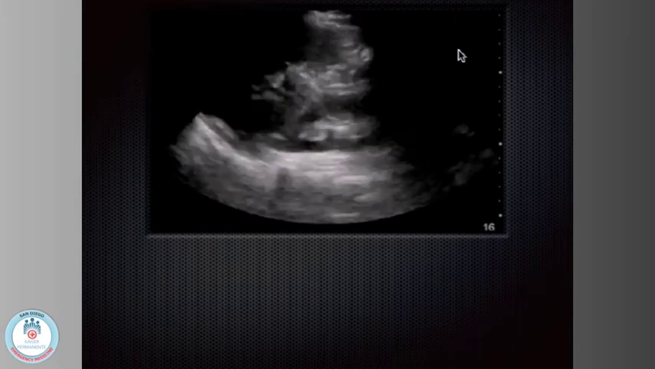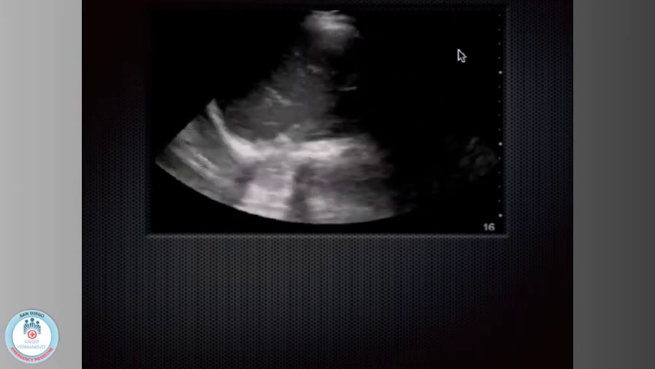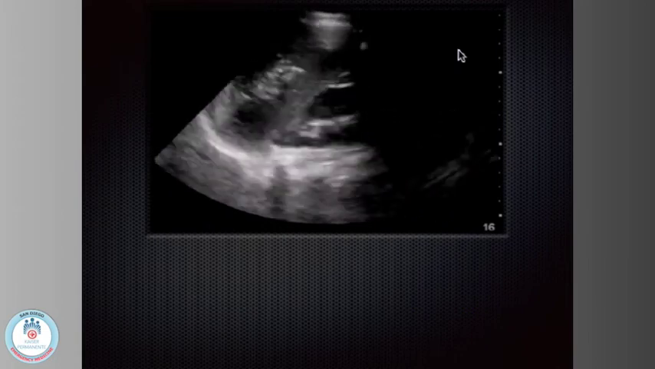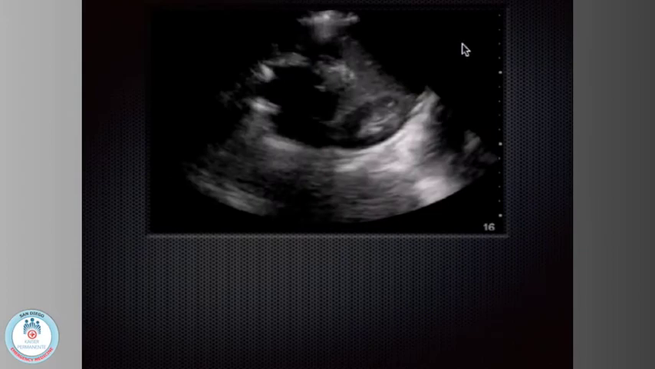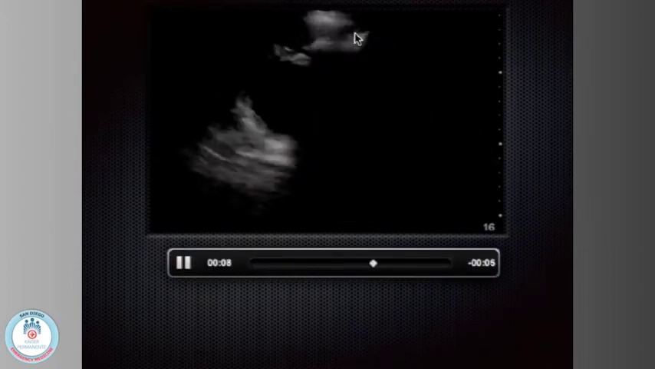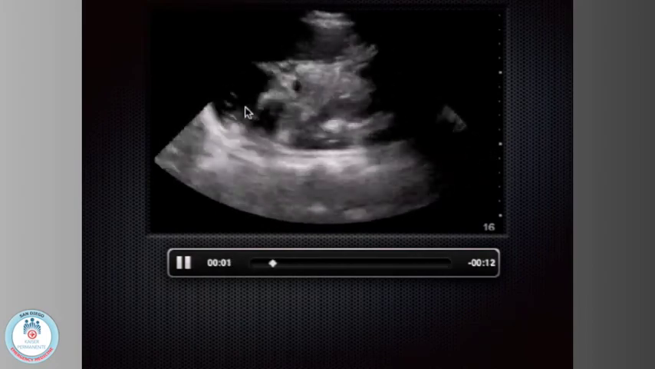So, Zachary, what are we looking at? I think it's the liver, possibly. What do you see on the left? Obviously a very hypoechoic area, possibly fluid, on the left-hand side. I agree with you. That's fluid.